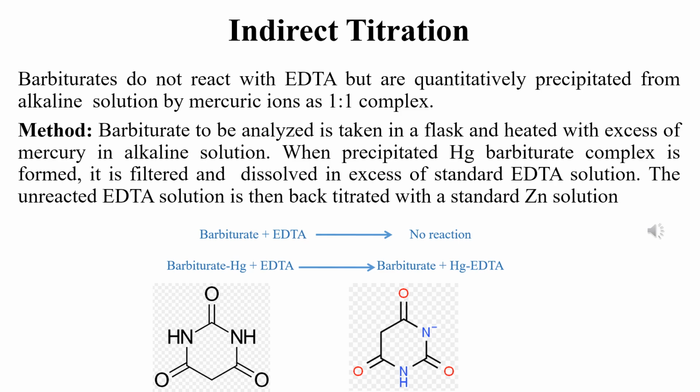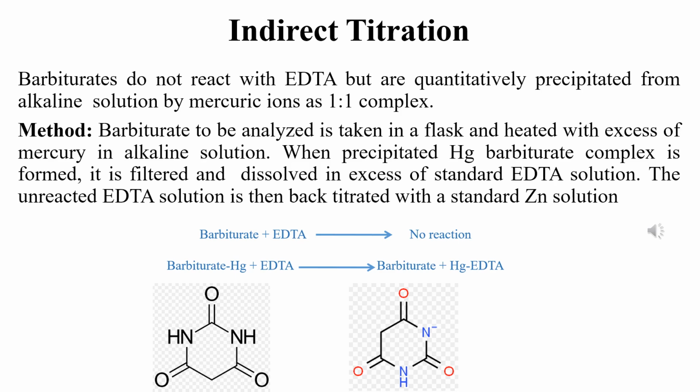So the method for this indirect titration is that the barbiturate that we want to analyze is taken in a flask and heated with excess of mercury in alkaline solution. It should be in the basic range, and when precipitated, the mercury barbiturate complex is formed. It is filtered and dissolved in excess of standard EDTA solution, and the unreacted EDTA solution is then back titrated with the standard zinc solution, as we previously discussed in other methods.